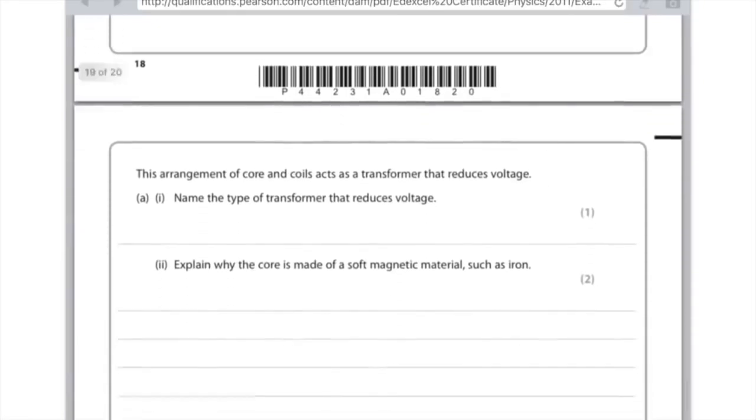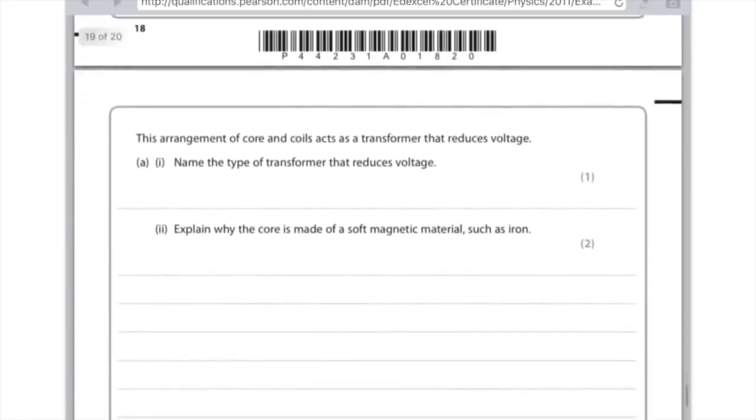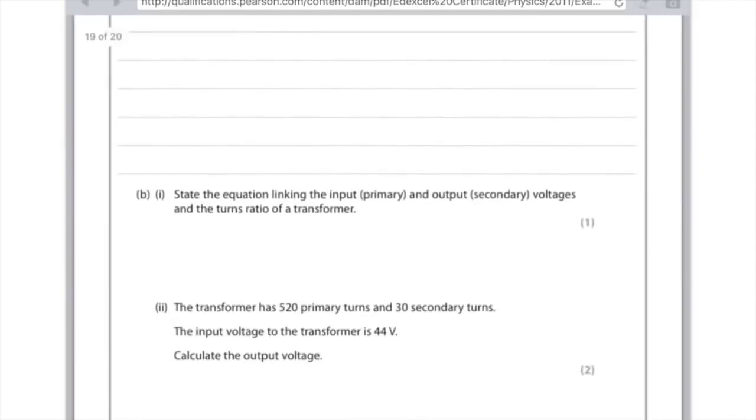Explain why the core is made of a soft magnetic material such as iron. Remember, it's because iron is softly magnetizing and therefore it loses its magnetism easily, and also you need to state the fact that the magnetic field in the core can change. State the equation linking the input primary and output secondary voltages and the turns ratio of a transformer. This is something you're just going to have to learn. So write input voltage divided by output voltage equals primary turns divided by secondary turns. Please just learn that off by heart.